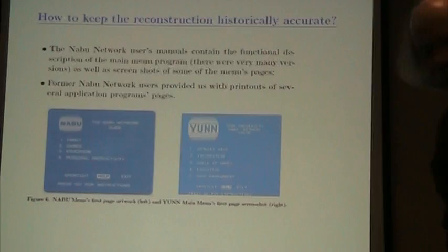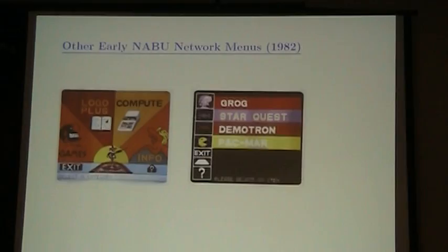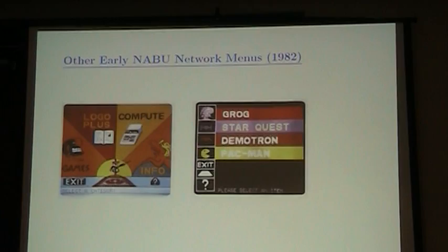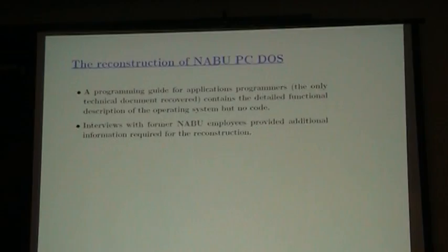Now, these are other menus. This is later on, we learned about NABU experimenting. This is also an early menu, and this is yet another version of the menu. So we didn't even know which one eventually was being sold to customers. I mentioned operating system, so I will not get to that.